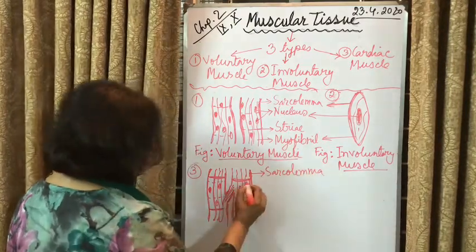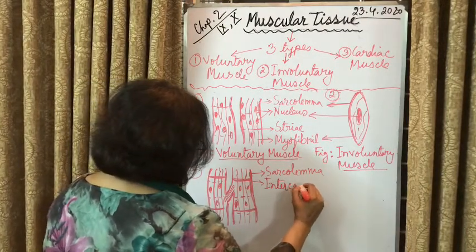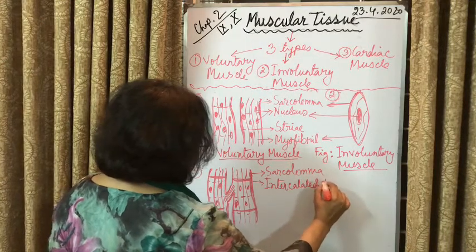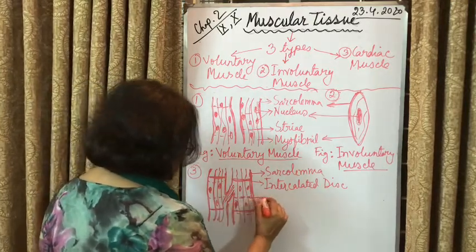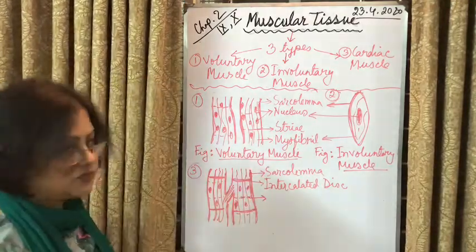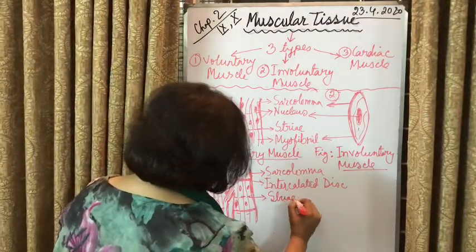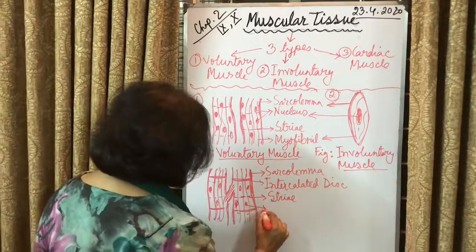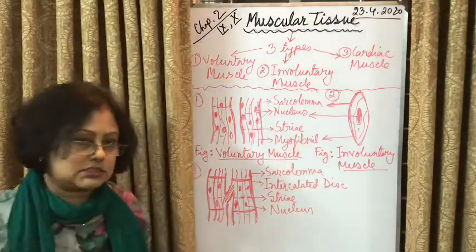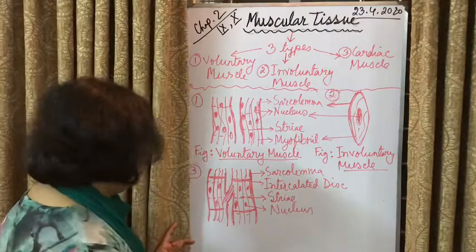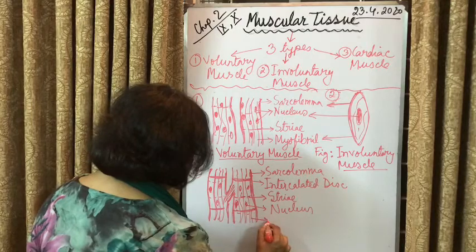Sarcolemma, and this one is the disc. And look here, they also have striation. Okay, transverse striation. This is stria, and they have a nucleus. One nucleus. One cell contains one nucleus, and they also have the fibers in between them.